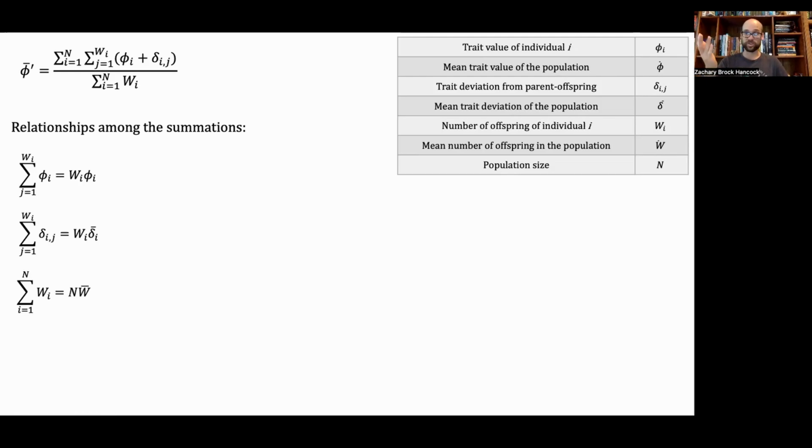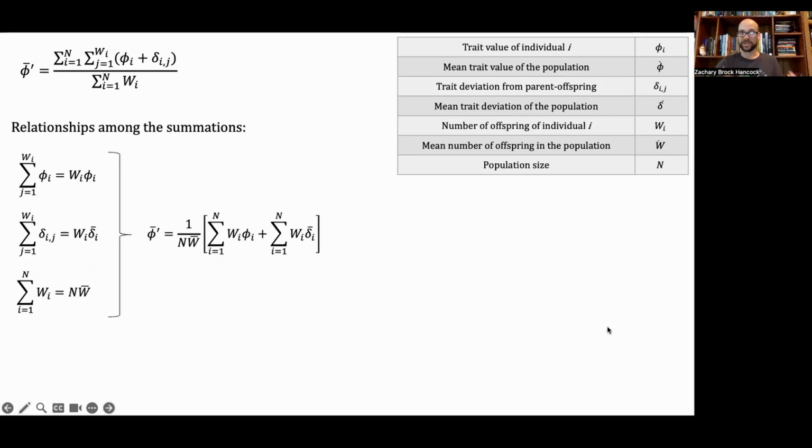So to get that, you can just multiply the number of individuals by the mean fitness value, right? So we can actually just rewrite this summation as just n multiplied by w bar. In doing that, we can now plug in these new relationships into our original equation and get something a little bit simpler. So now we still have phi sub bar prime is equal to 1 over n w bar. Notice all we've done here is we've taken the denominator and we've just moved it out front, okay?